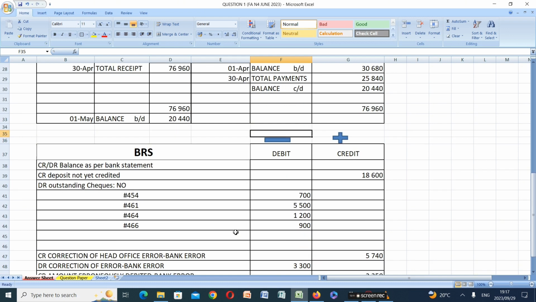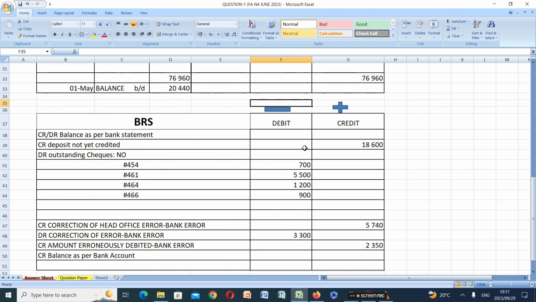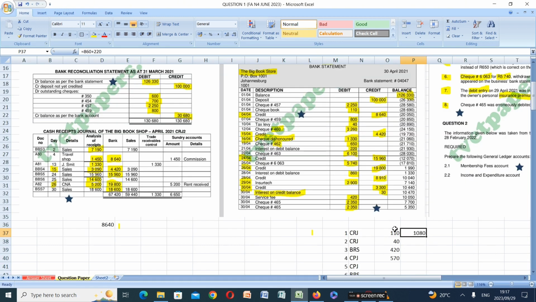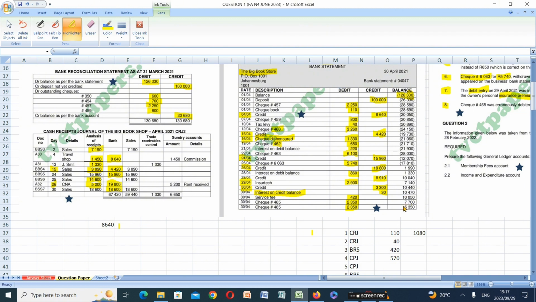We are done with our bank account. So now what we need to close off, we're not done with our bank reconciliation. So bank reconciliation, we're still short with our balance as per bank statement. Let's go check. So where do we find our balance as per bank statement? We find it here. So this amount is balance as per bank statement.